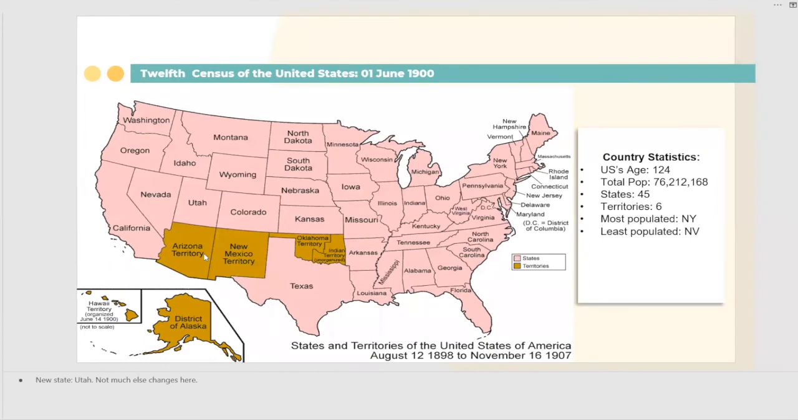And now we're going to look at the 12th census, the 1900. One new state, Utah, not much else changes here. You can see down here, it's going to give you the stretch of time for each change. So you can see that nothing is really going to change too much until about 1907. The population here is listed as 76 million, and the most populated state is still New York, the least populated state is still Nevada.